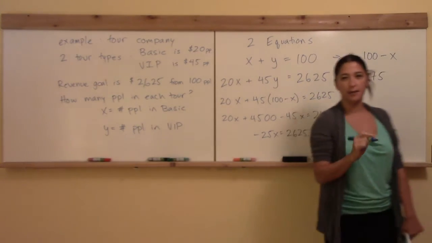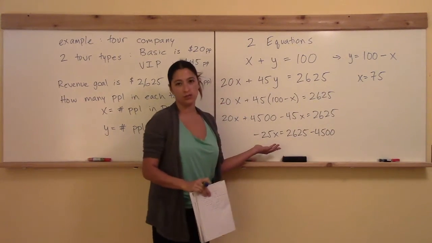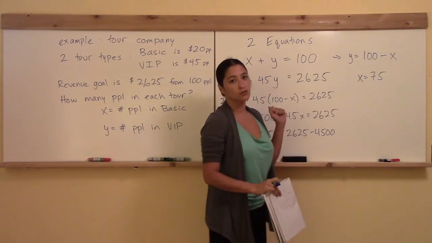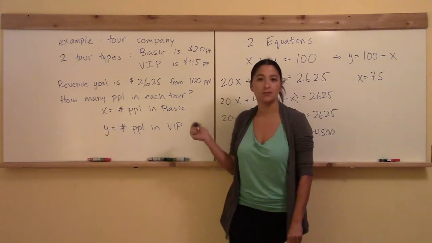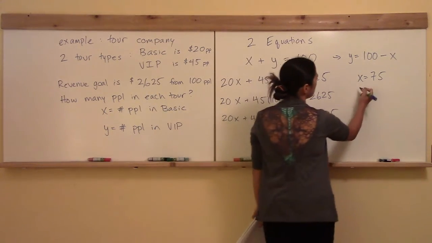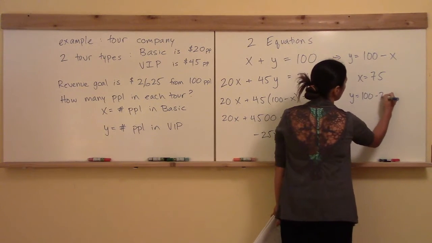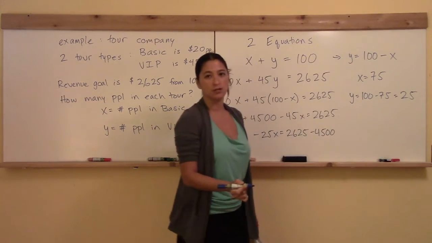Once again, remember that either method you choose is going to yield you one equation with one unknown, and that just gets you one answer. So in questions like this, we are going to want to answer the full question, how many in each package. So if we have 75 in the basic, we can plug back into this top equation here. 100 minus 75 gives us 25 in the VIP tours.